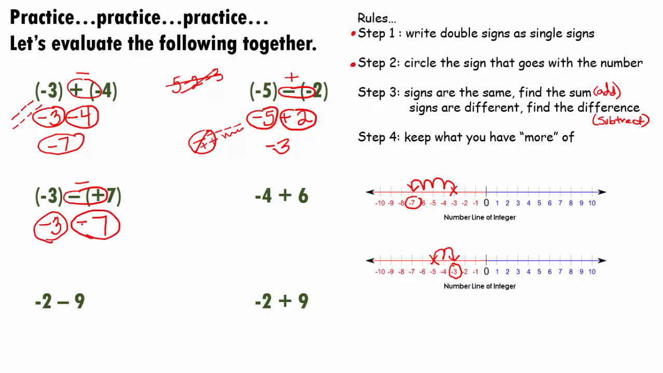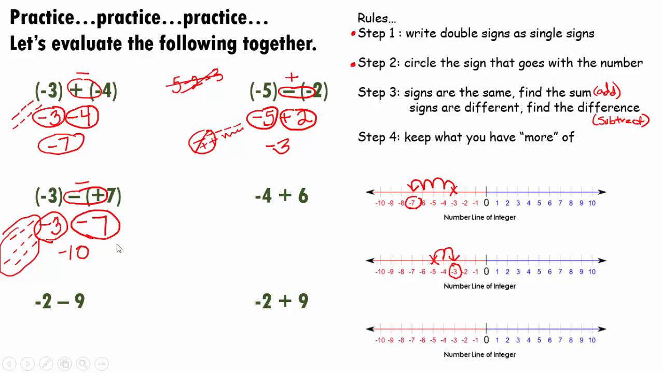Are those signs the same or are those signs different? Those signs are the same. They're both negatives. I'll find the sum, so I'll add them. That's 10. What do I have more of? Well, let's see. I have 1, 2, 3 negatives, and then I have 1, 2, 3, 4, 5, 6, 7 negatives. Hey, all I have is negatives running around. That's 10 negatives. Again, check it on the number line if you'd like to.